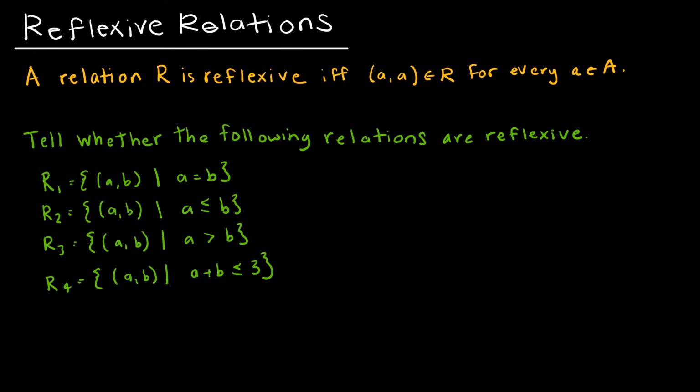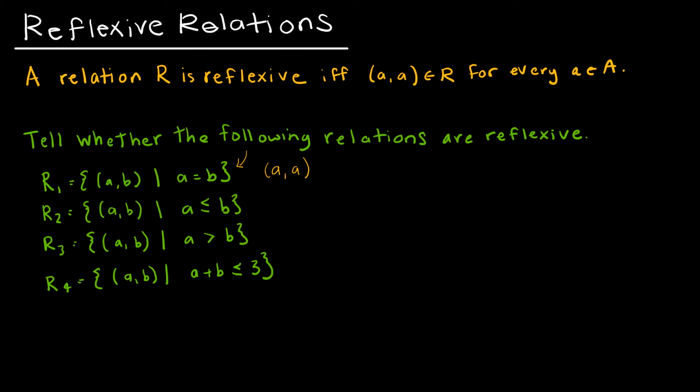So the question is, which one of these four relations are reflexive? And these should look familiar to you because we just talked about them. So which ones are reflexive? The question is, if I'm entering values into R1, is it true that all (a, a)'s would be in this relation? And of course the answer is yes, because a does equal a.